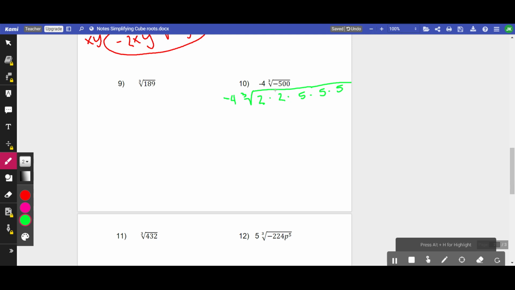And then we're going to take care of the negative here. You're not making the 2's negative because a negative times a negative wouldn't be a negative there. You'll have to make this group of 5's negative, because negative times negative times negative would give you a negative. And for every group of 3, you can bring one of them out. So these negative 5's will come out. You can multiply this, so it'd be negative 20, and then your cube root of 4.